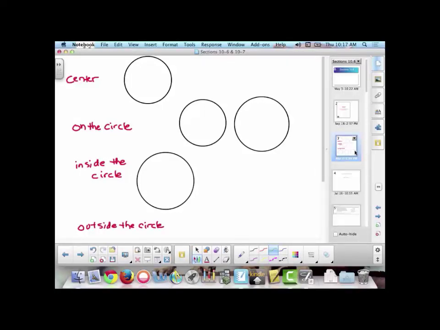A central angle, where the vertex is the center, and the sides are radii. Remember that the central angle was equal to its intercepted arc.